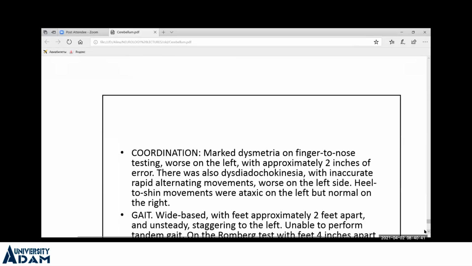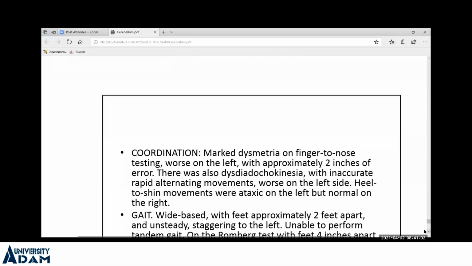Marked dysmetria on finger to nose testing, worse on the left, with approximately 2 inches of error. Also dysdiadochokinesia, inaccurate rapid alternating movements, worse on the left side. Heel to shin movements were ataxic on the left but normal on the right.